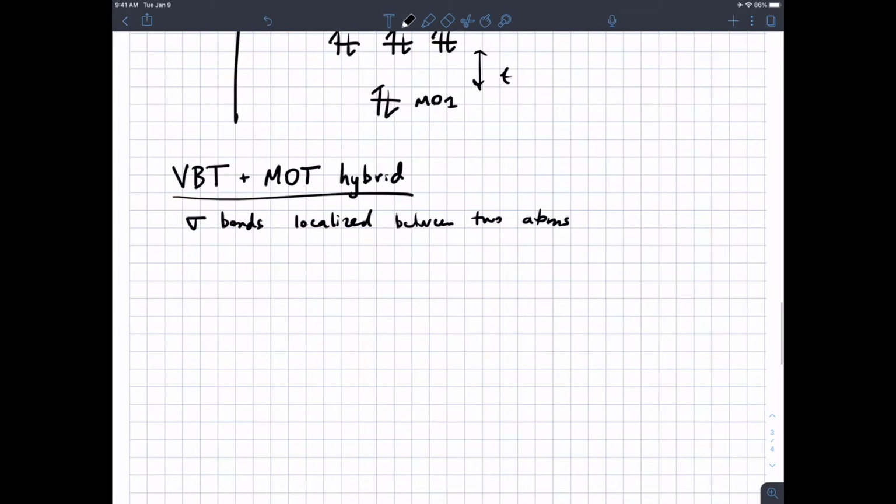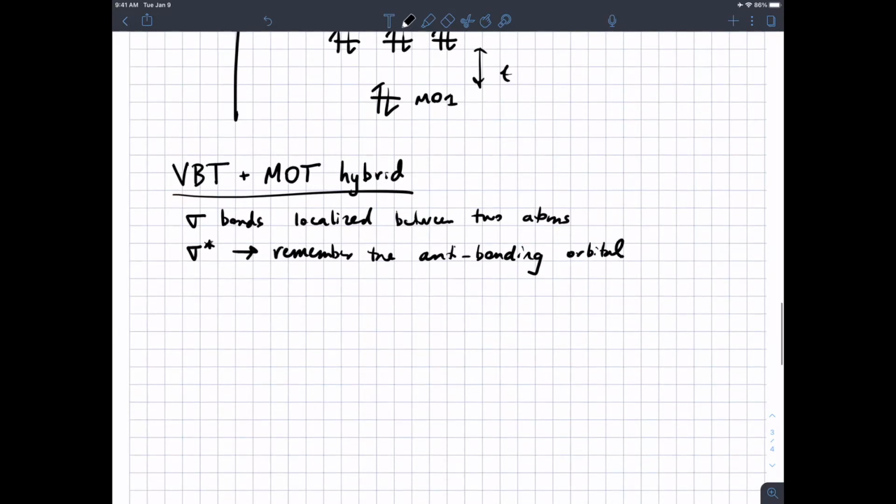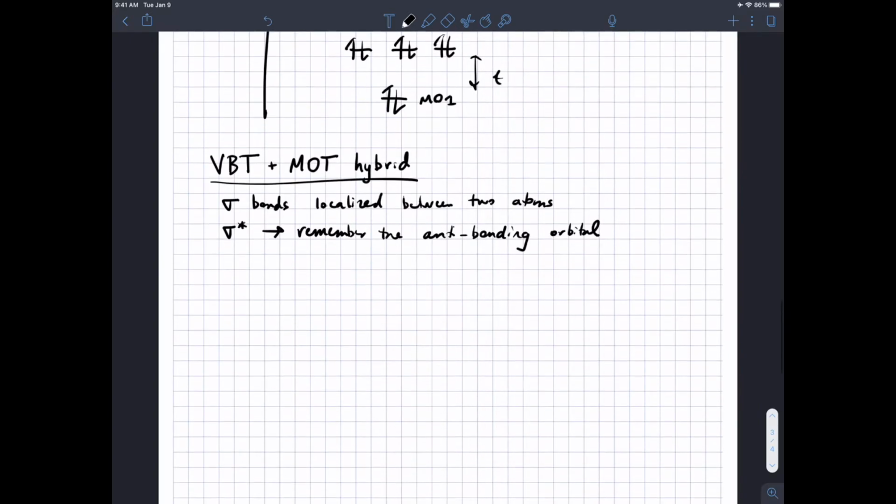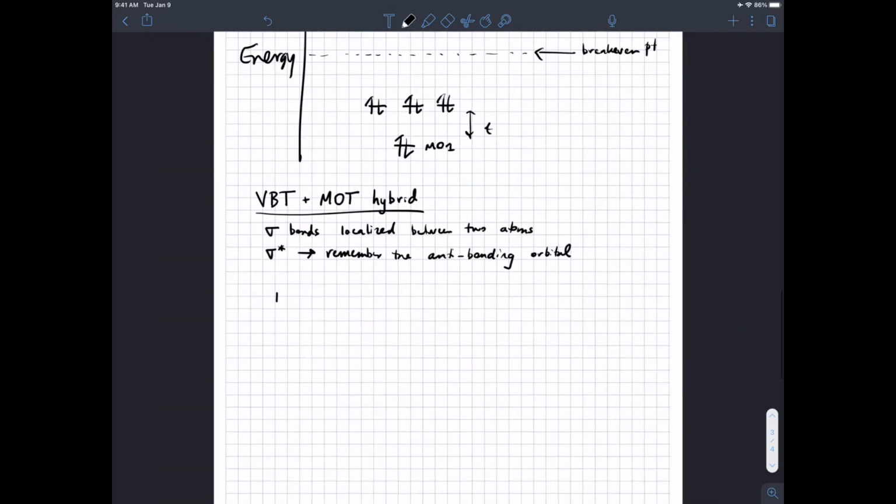But unlike valence bond theory, we're going to remember the antibonding orbitals, because they will be important when we need to describe the kinds of reactions that molecules do. All right. So for our purposes, it'll be fine for us, like we were saying above.